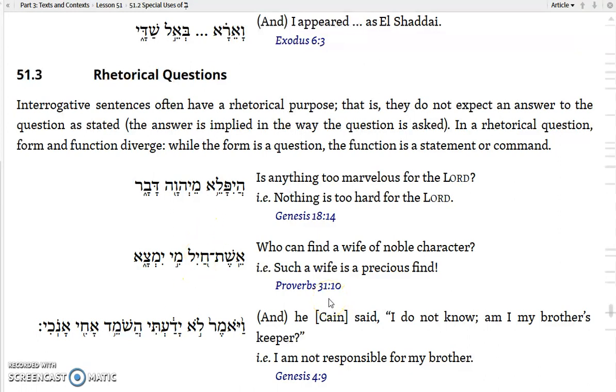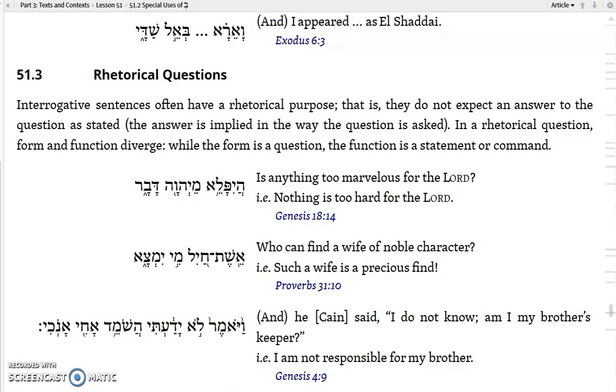And then Proverbs 31:10, Eshet chayil mi yimtsa, a wife of noble character, a woman of valor, who can find? And the implication is such women are hard to find.